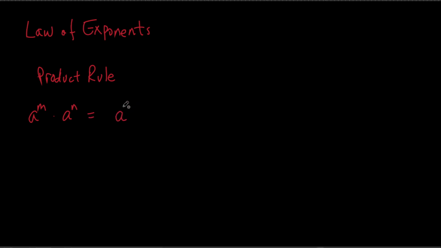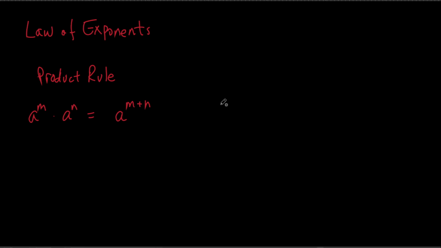And what do we do with the exponents here? Do we multiply the exponents? I mean, this is a multiplication problem. Do we multiply the exponents? No. What do we do with the exponents? We add them. Remember we had the 2 and the 3 earlier? Okay, it's the same thing. So what's the rule? It's m plus n.